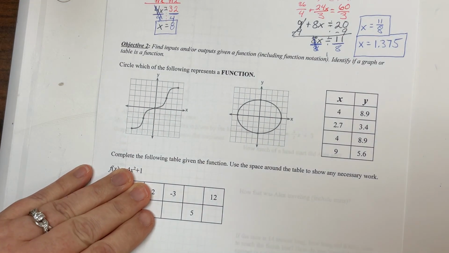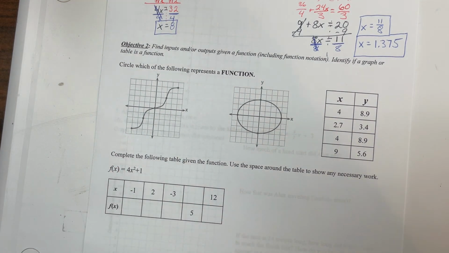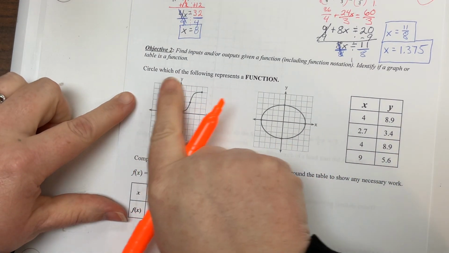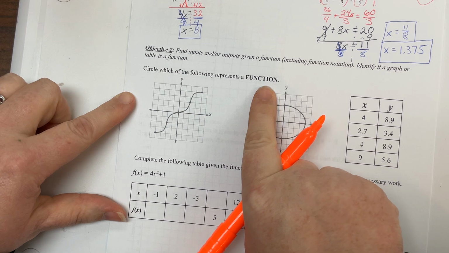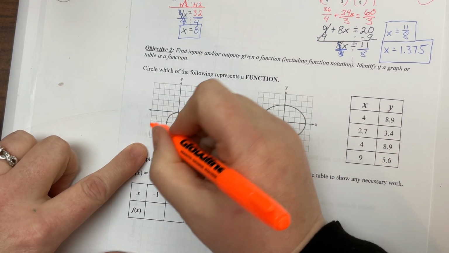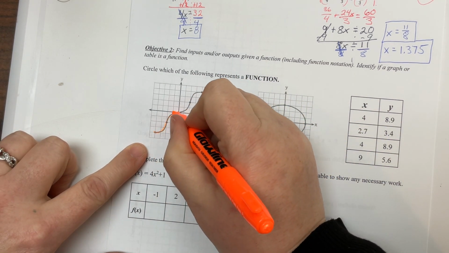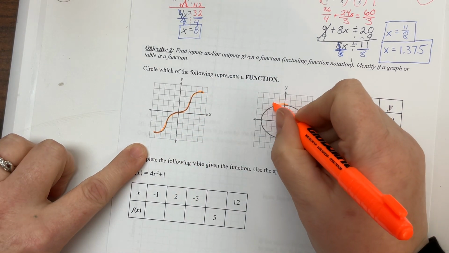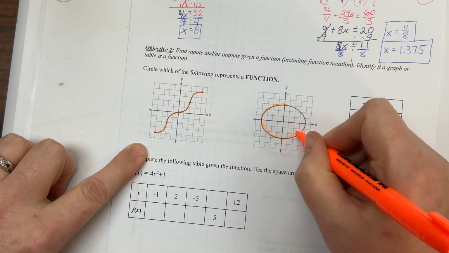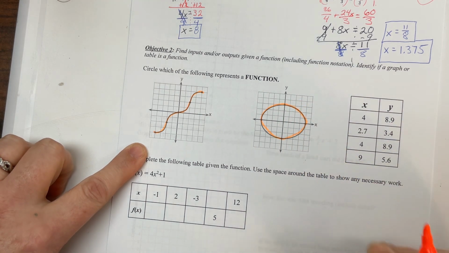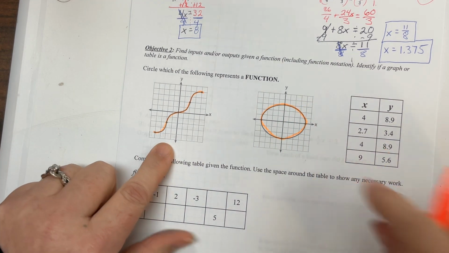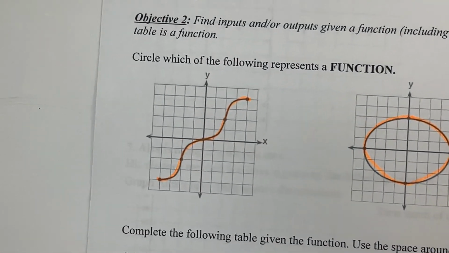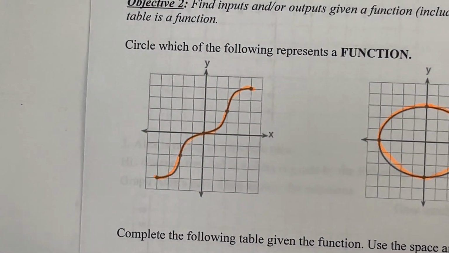Functions. Oh, yay, exciting functions. All right. So here's what we need to do. We need to circle which of these is a function. So when we're looking at functions, we're looking at just this line right here, although assuming I can draw and stay on the line, okay? Now, to do this, we're going to do what's called the vertical line test.